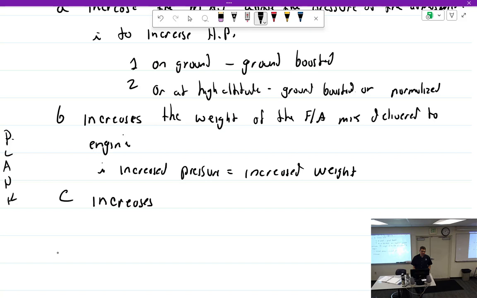P, pressure. L, like the stroke length. A, area of the piston. N, RPM divided by 2, and K is the number of cylinders. So which one of these does it affect? Pressure. P, so it increases the compression pressure.